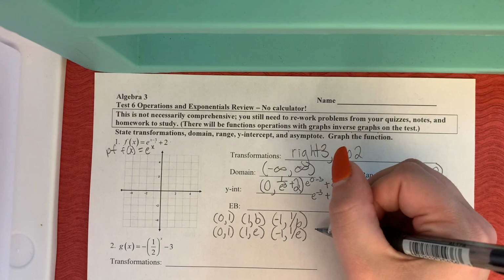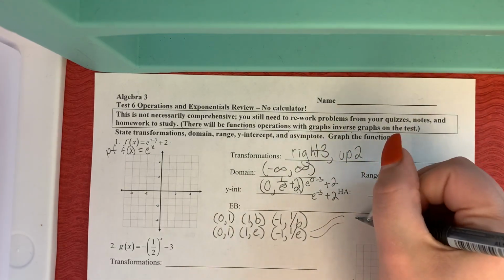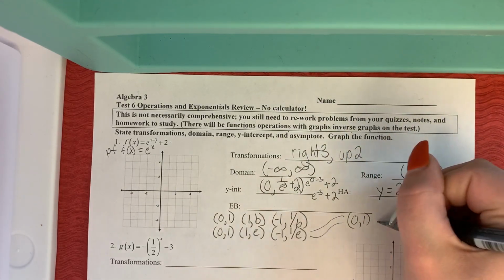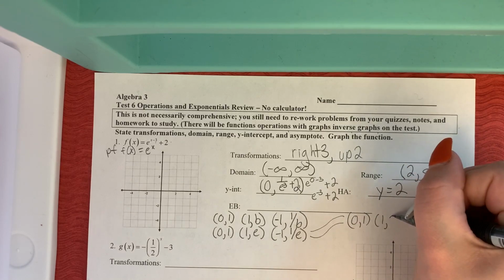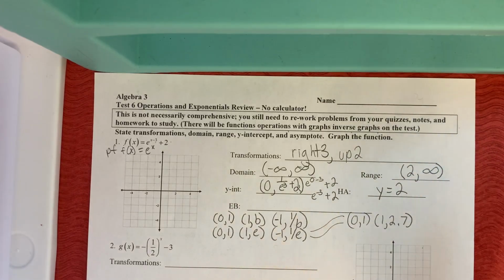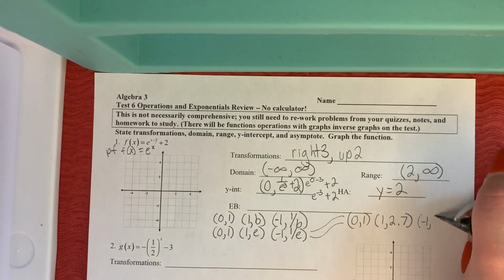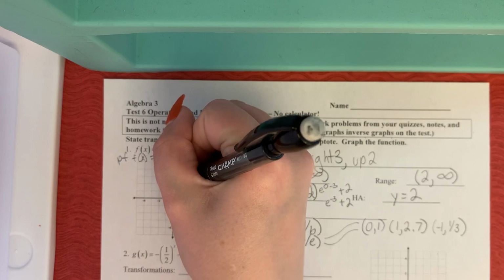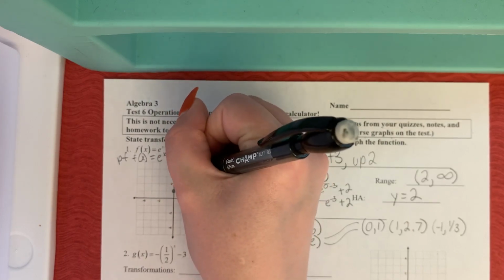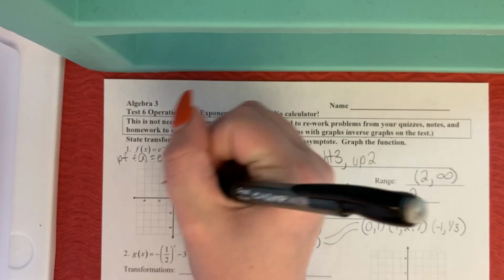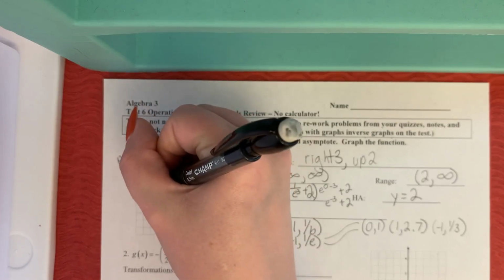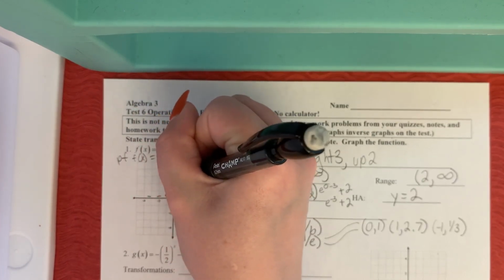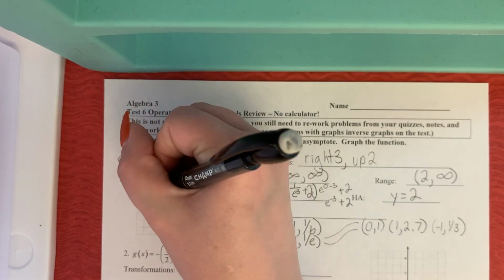And we'll actually approximate those points: (0, 1); 1, e is approximately (1, 2.7-ish); and (negative 1, 1 over e) is about (negative 1, 1/3). We only use that approximation when we're talking about those specific points. So I'm going to go ahead and plot those: (0, 1), (1, 2.7), and (negative 1, 1/3). So our parent function will look something like this.